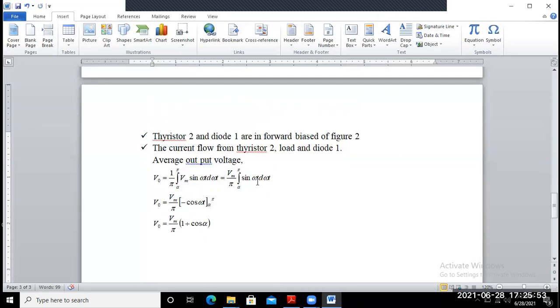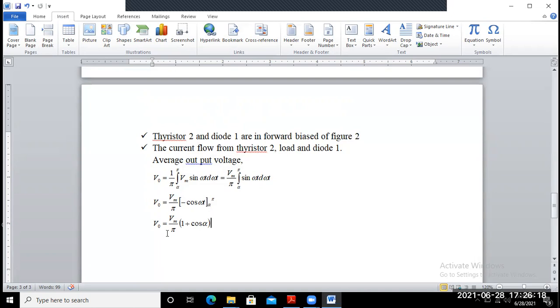So for the full wave, what was the average output voltage? For the full control, 2 Vm by pi. So if you put here alpha equal to 0, then again 2 Vm by pi. For the uncontrolled rectifier, if alpha equal to 0, then it becomes 2 Vm by pi.